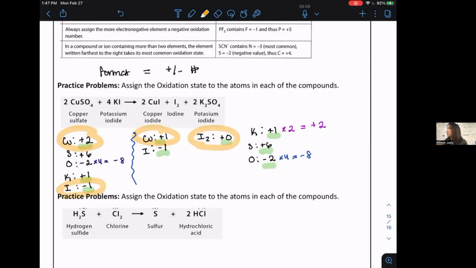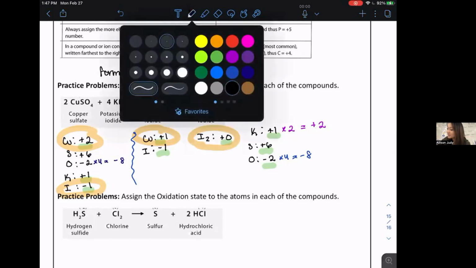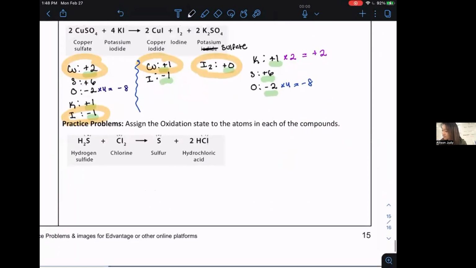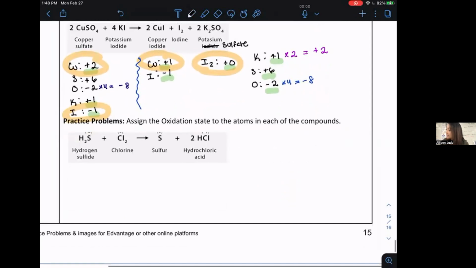electron transfer. Yes? Why is potassium iodide called iodine? Oh, in the product side? That's a typo, that should say potassium sulfate. Someone made a mistake, not us, but another person that I took this image off the internet from. I think I gave the source somewhere, it might be hyperlinked in the docs. Oh, I did give the source. Images from Advantage.